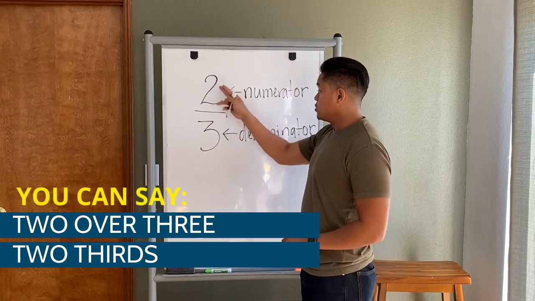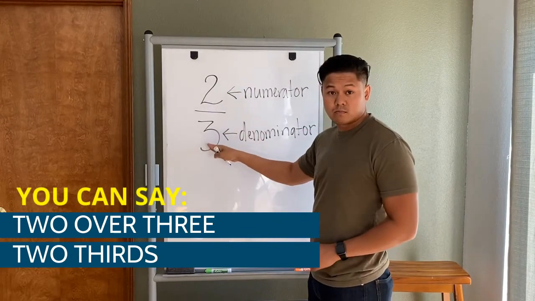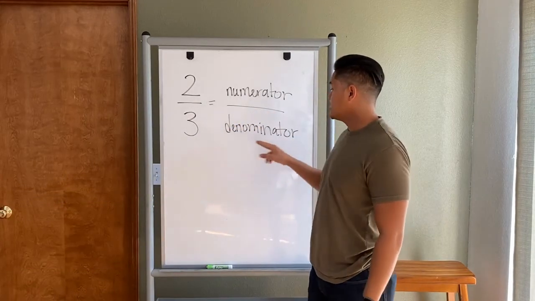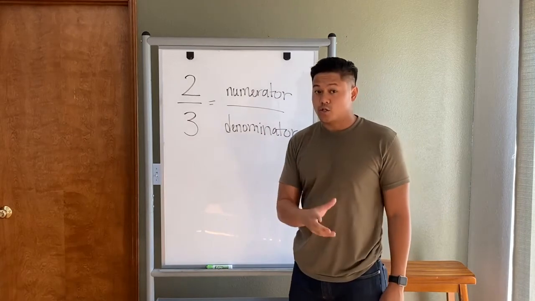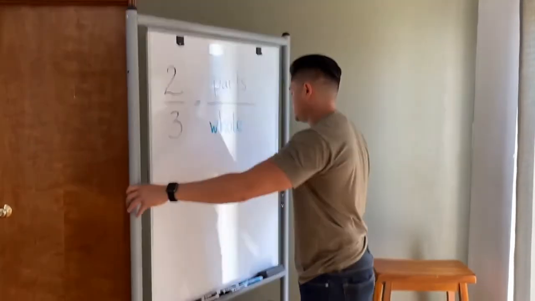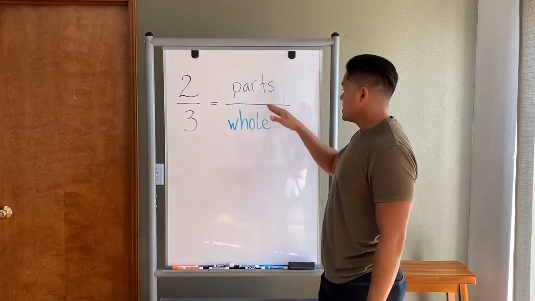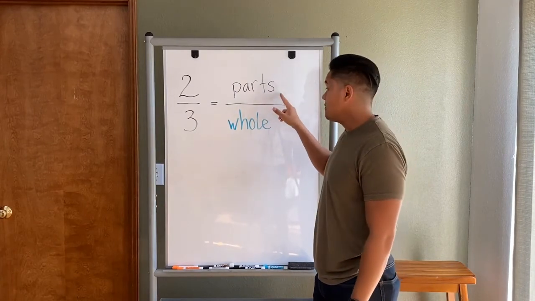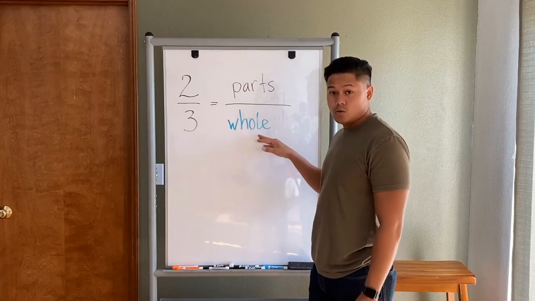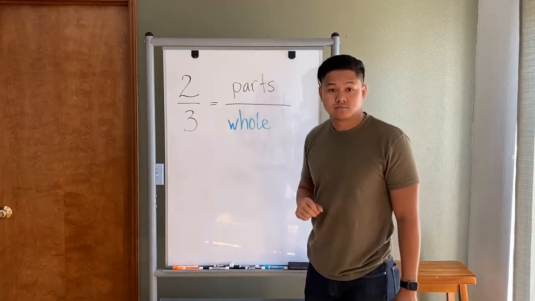And you can say 2/3 or 2/3. 2 is the numerator, the 3 is the denominator. And you could also think about it this way. The numerator can be seen as the parts that you have. The denominator is the whole, how many equal pieces there are.